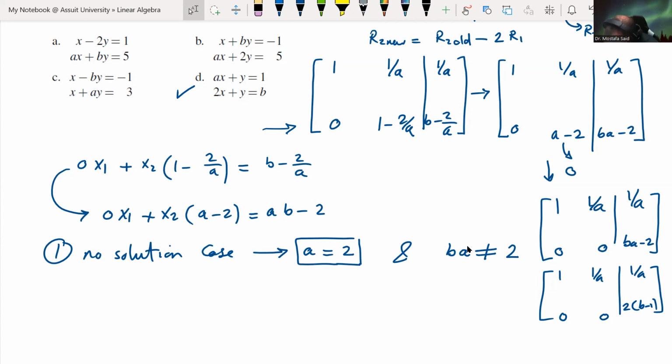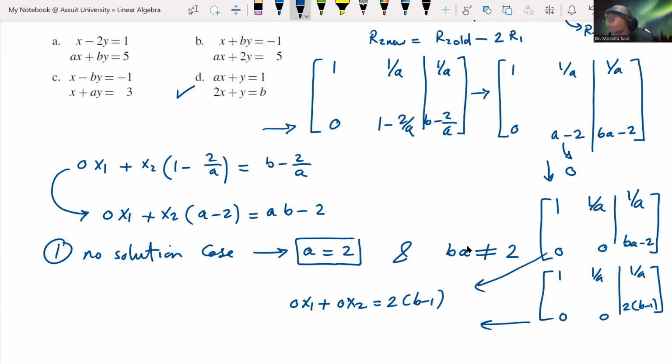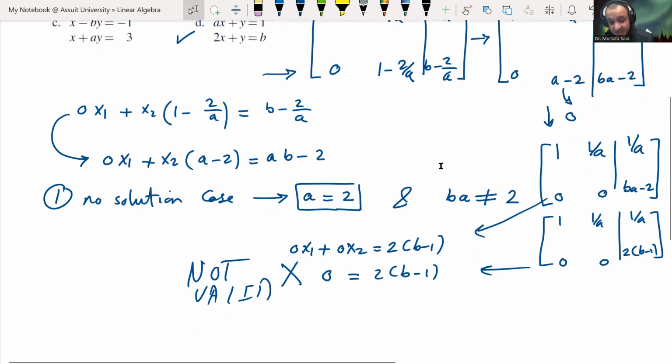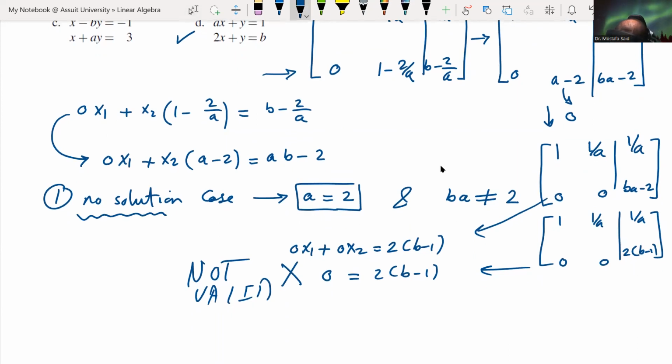So what we have from that equation is that 0x1 plus 0x2 equals 2B minus 1, or even AB minus 2, whatever. That means 0 equals something, which is of course not valid at all. So basically there is an inconsistency here, so the system has no solution. Good.